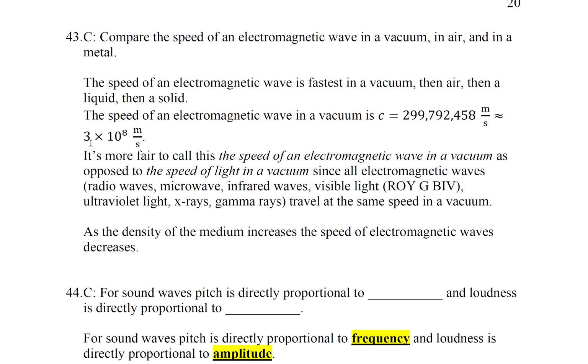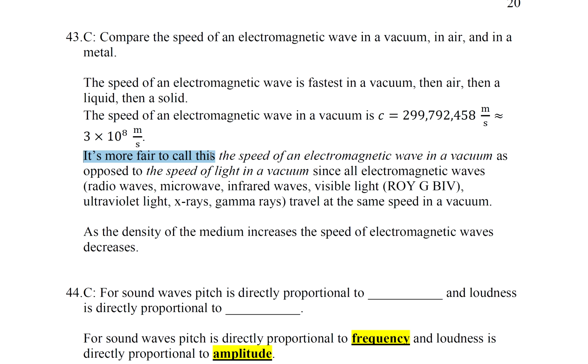Question 43. Compare the speed of an electromagnetic wave in a vacuum, in air, and in a metal. The speed of an electromagnetic wave is fastest in a vacuum, then air, then a liquid, then a solid. The speed of an electromagnetic wave in a vacuum is about 3 times 10 to the 8th meters per second.